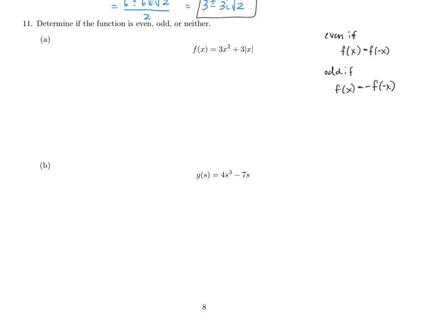So f of x has to equal f of negative x. So what we want to do is find what f of negative x is. So this is to check even. If it's the same as what we originally had, then it's even. So everywhere where there's an x, we're going to plug in a negative x.